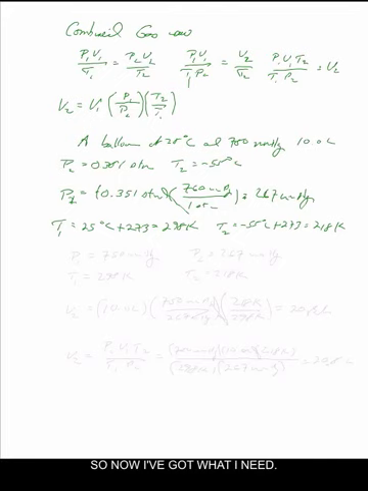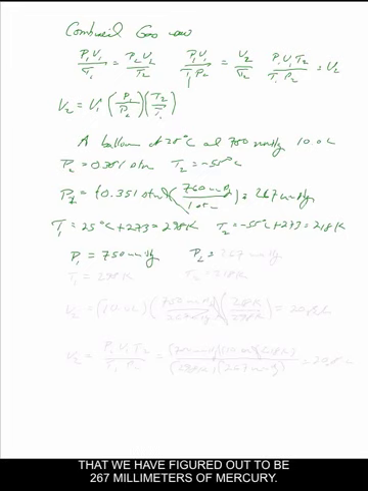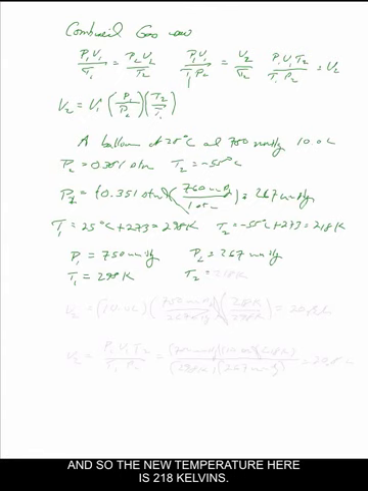So now I've got what I need. I've got my data in the proper set of units. In other words, I have an initial pressure, and I chose to do our pressures in millimeters, so it's 750 millimeters of mercury. I have a second pressure that we have figured out to be 267 millimeters of mercury. I needed those consistently. I've got an initial temperature of 298 kelvins, and I chilled this balloon, and so the new temperature here is 218 kelvins. And now I want to find the volume.